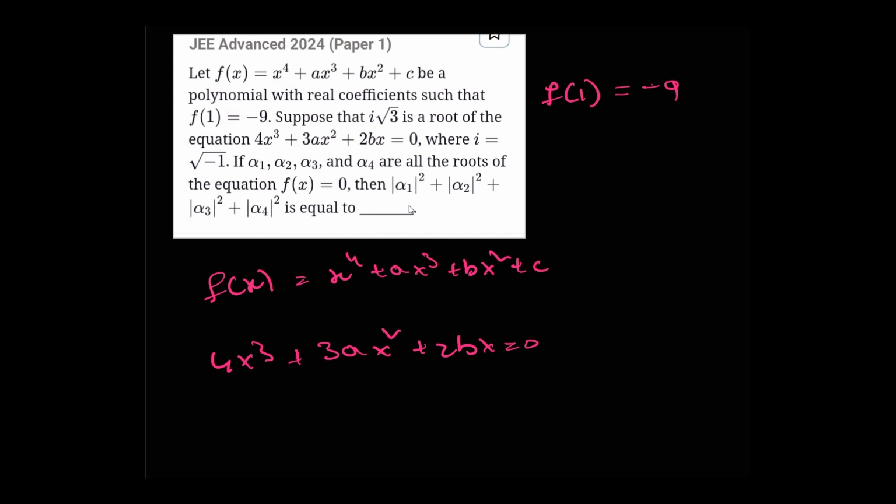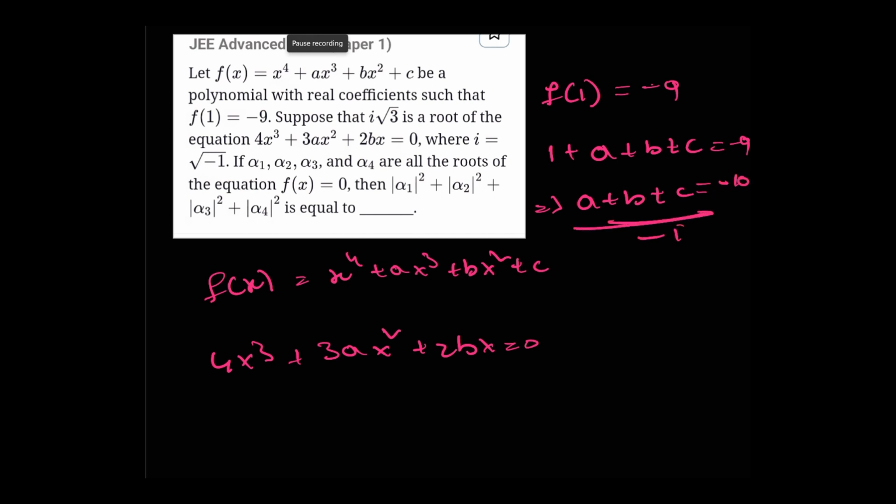Now here they have given the equation f of x as x power 4 plus ax cube plus bx square plus c, and f of 1 is minus 9. From these two we get 1 plus a plus b plus c equals minus 9. That implies a plus b plus c equals minus 10. This is equation number 1.